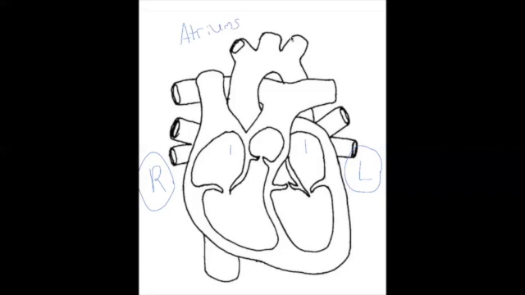And atriums receive blood, they take blood in. So blood's first going to come in, and again, we're not covering arteries and veins today, but this is what's called your vena cava. We're going to cover that in more detail next class. So it's going to come in there, and this is going to be its first stop.